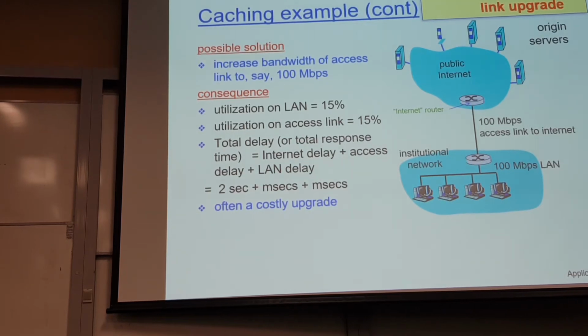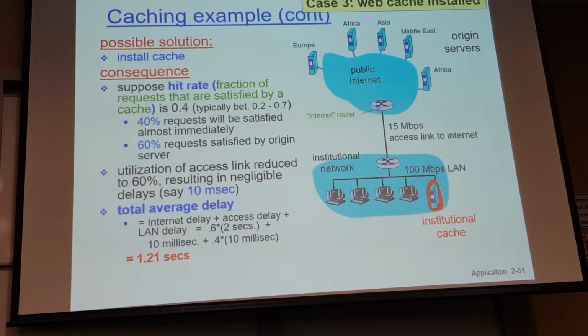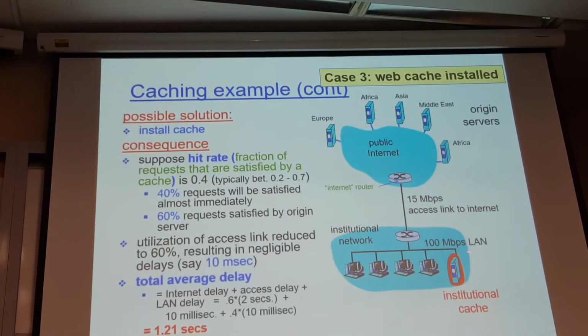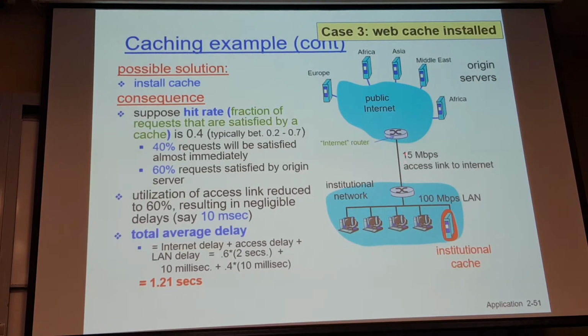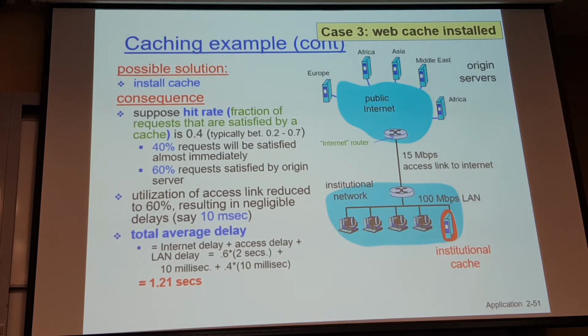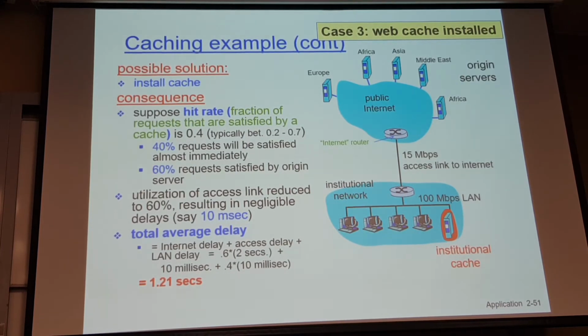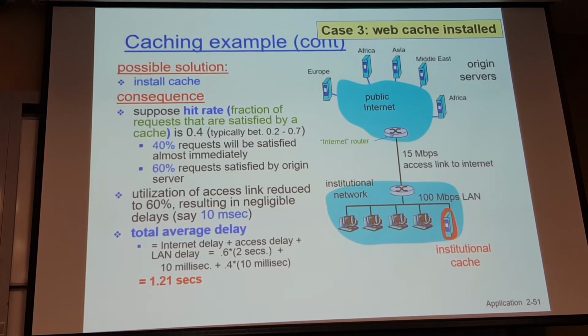Now let's talk about case number 3. Let's say we're going to install a web cache in the local area network. And we're going to keep this bottleneck link to be 15 megabit per second. Now the cost of this web cache, as I mentioned, you need to buy a simple PC, a decent PC, and then install Linux, and then download an open source proxy server program and run it.